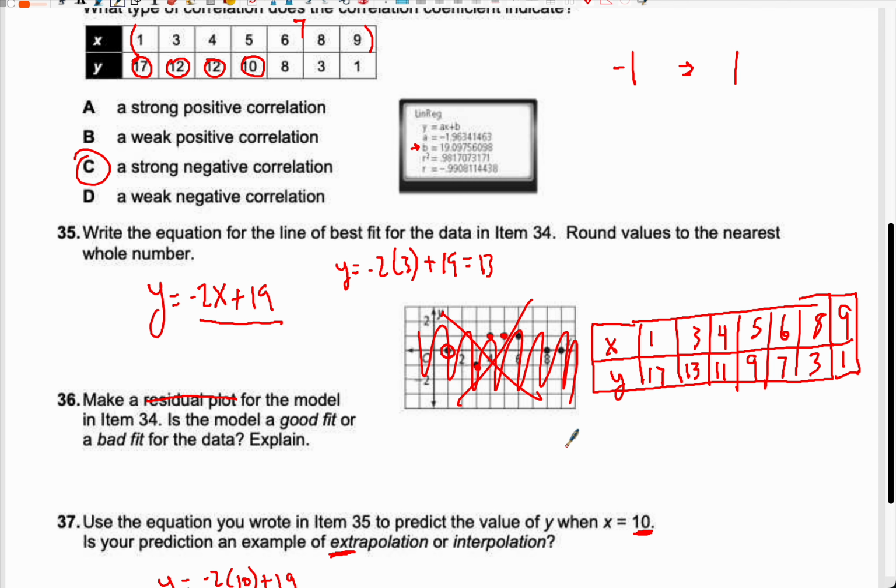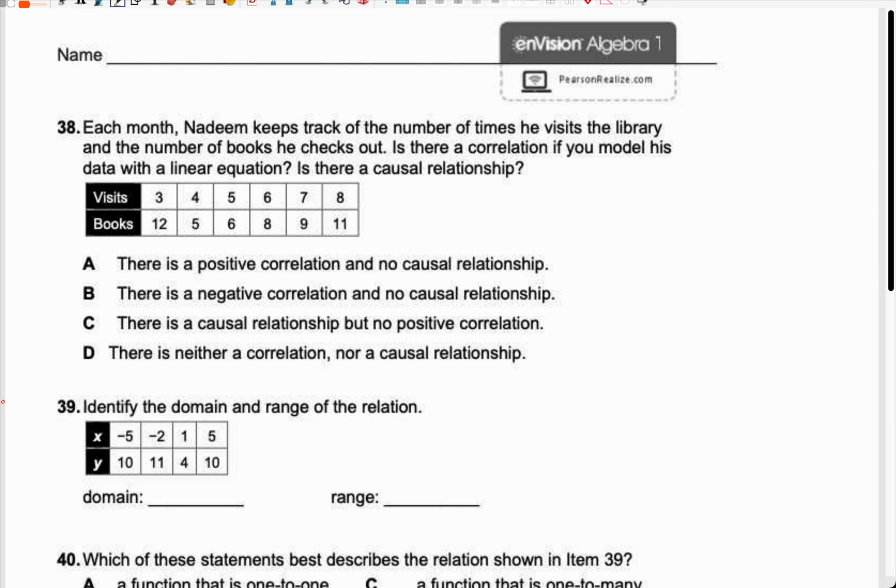Okay, we're cooking here. We're doing great. Number 38. Each month, Nadim keeps track of the number of times he visits the library and the number of books he checks out. Is there a correlation? If you model his data with a linear equation, is there a causal relationship? This example, I think, is a little trickier than the one that's on the actual test.